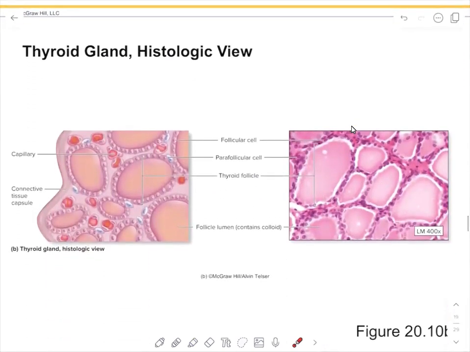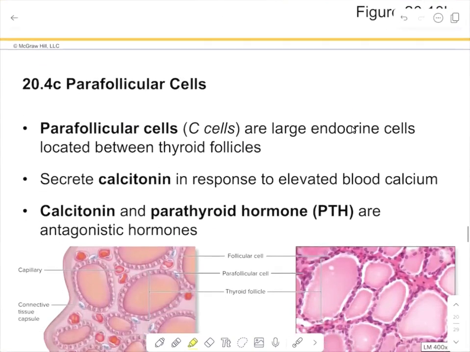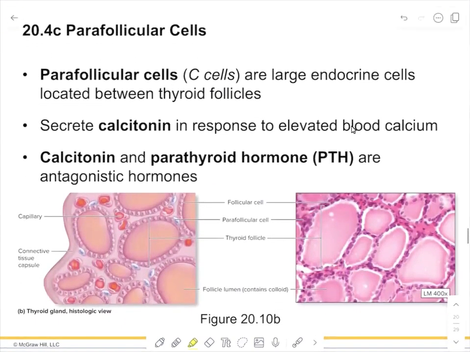If we look at the histology of the thyroid gland, you'll see that it has the thyroid follicle surrounded by follicular cells. These follicular cells look like they are simple cuboidal in shape, and there's also other cells next to the follicular cell called parafollicular cells. So both of these are going to have different functions. The parafollicular cells are between the thyroid follicles, so we can see them right here highlighted, and they secrete calcitonin in response to elevated blood calcium.